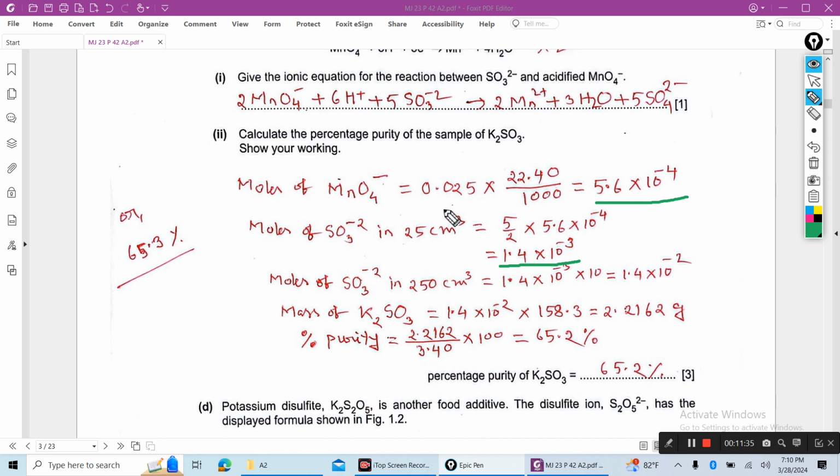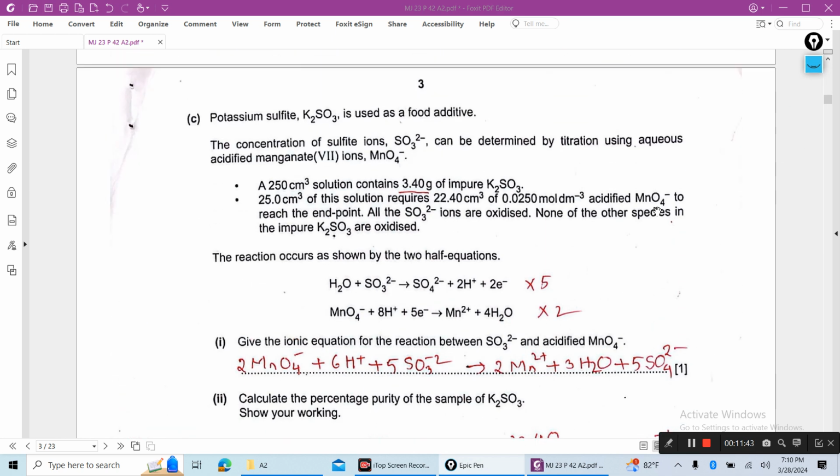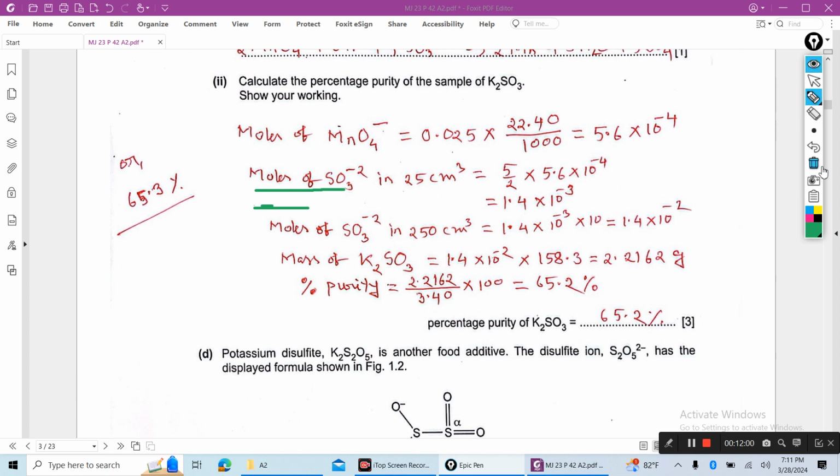This is in 25 centimeter cube, but this solution is 250 centimeter cube. You see in the question, it is a 250 centimeter cube solution, but you calculated for 25 centimeter cube. 250 is 10 times 25. So the moles of sulfite ion in 250 centimeter cube is 10 times more than in 25 centimeter cube. So 1.4 times 10 to the power minus 2 mole.